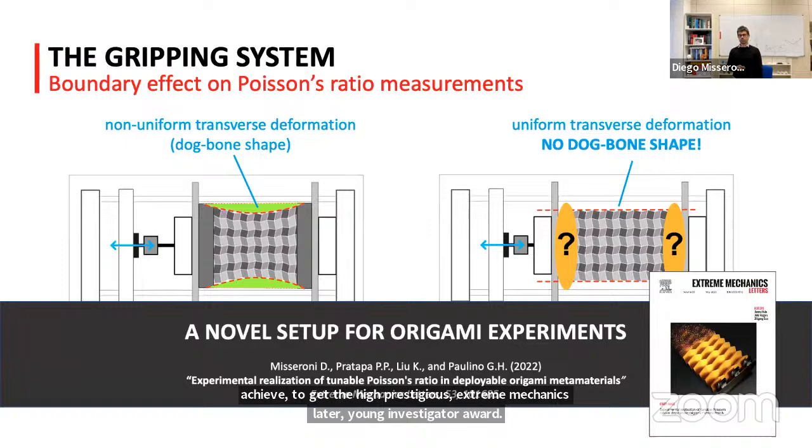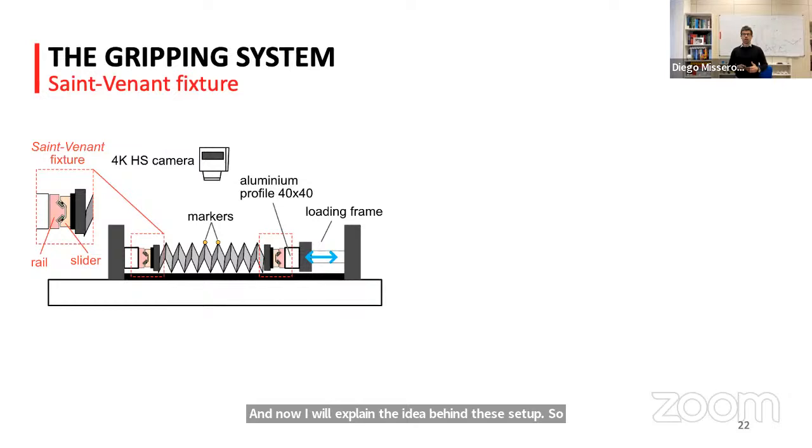The idea is this one. Compared to the traditional setup, where the sample is clamped by two smooth plates, in this setup the sample is constrained by a linear system. This linear system is composed of several sliders that can freely slide without friction against a perfectly fitting rail, as reported here. Here is the detail. This system allows the tessellation itself to drive the position of the sliders along the rail.